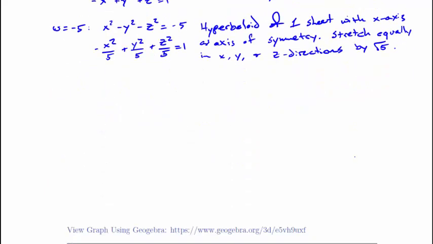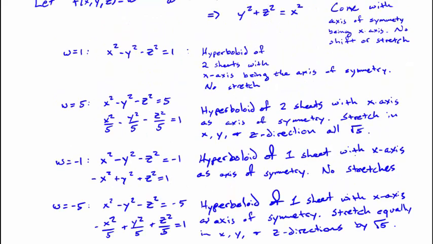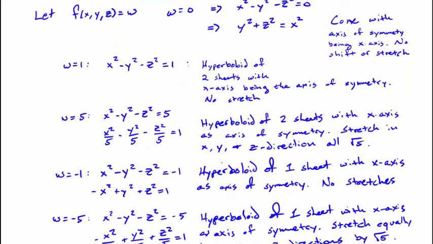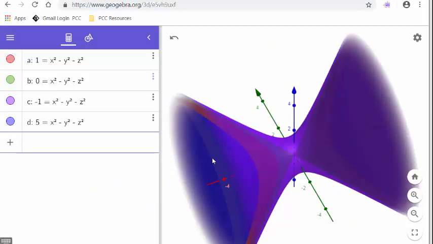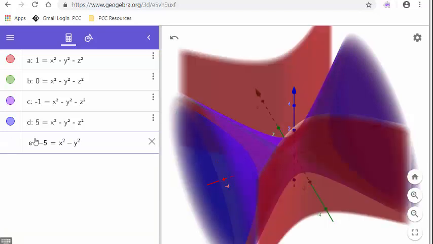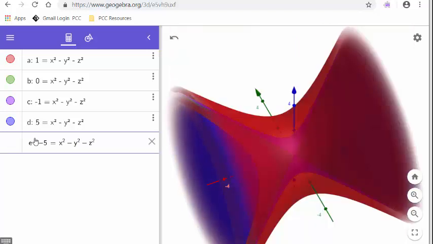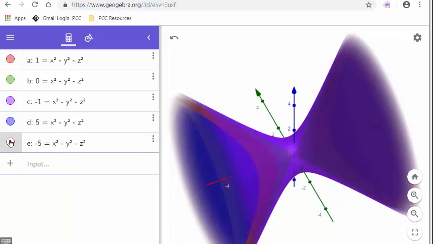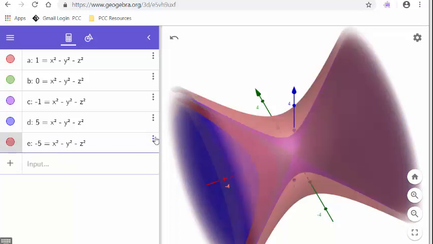Let's go ahead and take a look at this in GeoGebra. You can click on the link at the bottom of the page. I already have this open in another window. I've done it for, I didn't get the w as -5 in here, but sure, let's just do that real quick. -5 equals x to the second minus y to the second minus z to the second. You can throw that in yourself. Gives us this one. I'm going to change the color here.